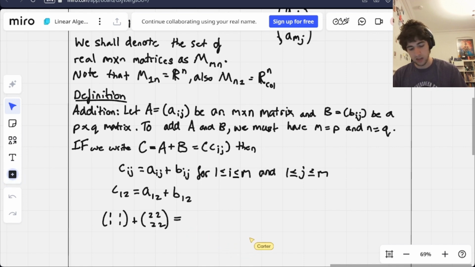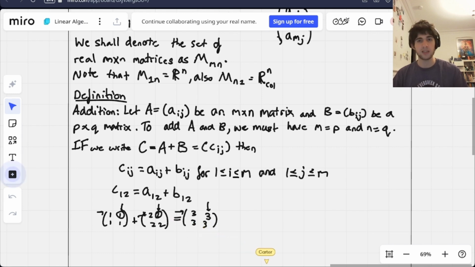So C is going to be another matrix that we get from this, right? Well, C12 is just going to be A12, so that's just going to be my entry in my first row, second column, so that's a 1. And then B12, so first row, second column, that's a 2. So then the entry in my first row and second column here is going to be 1 plus 2, which is 3. And you do this for all the other entries and you get this as your resulting matrix. You can just basically add together those components pairwise as you would expect. So that's quite a nice way of doing things.